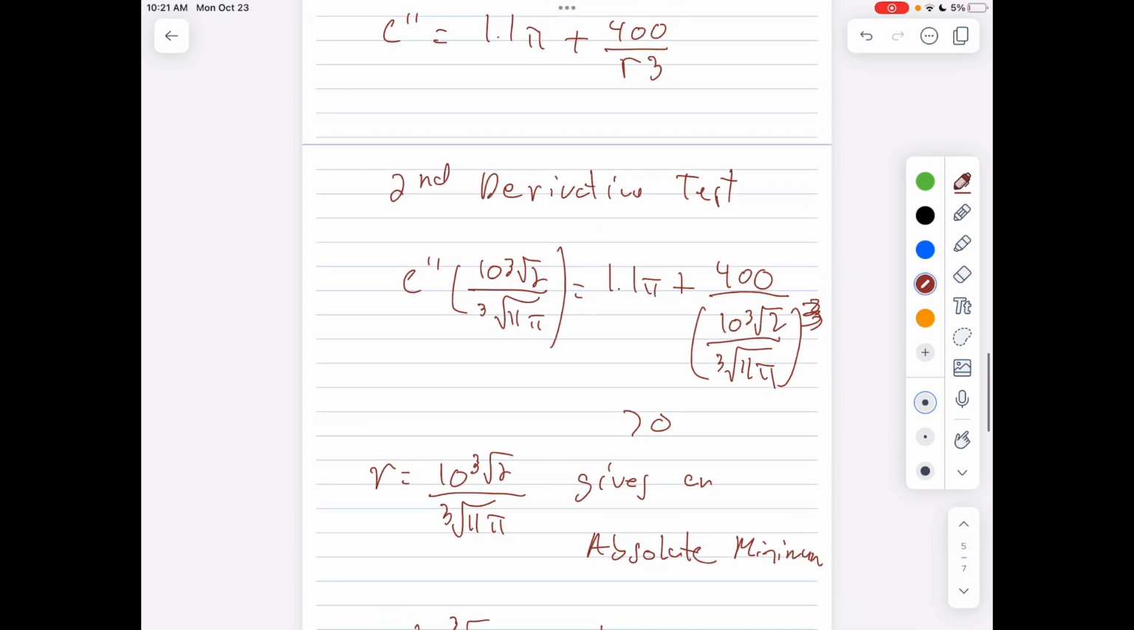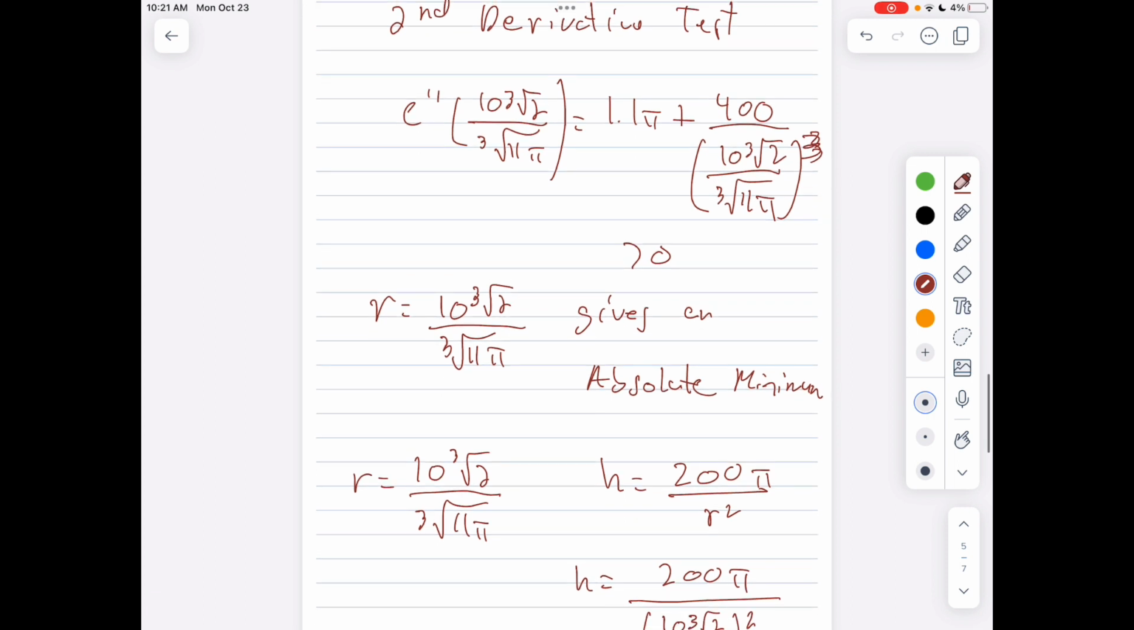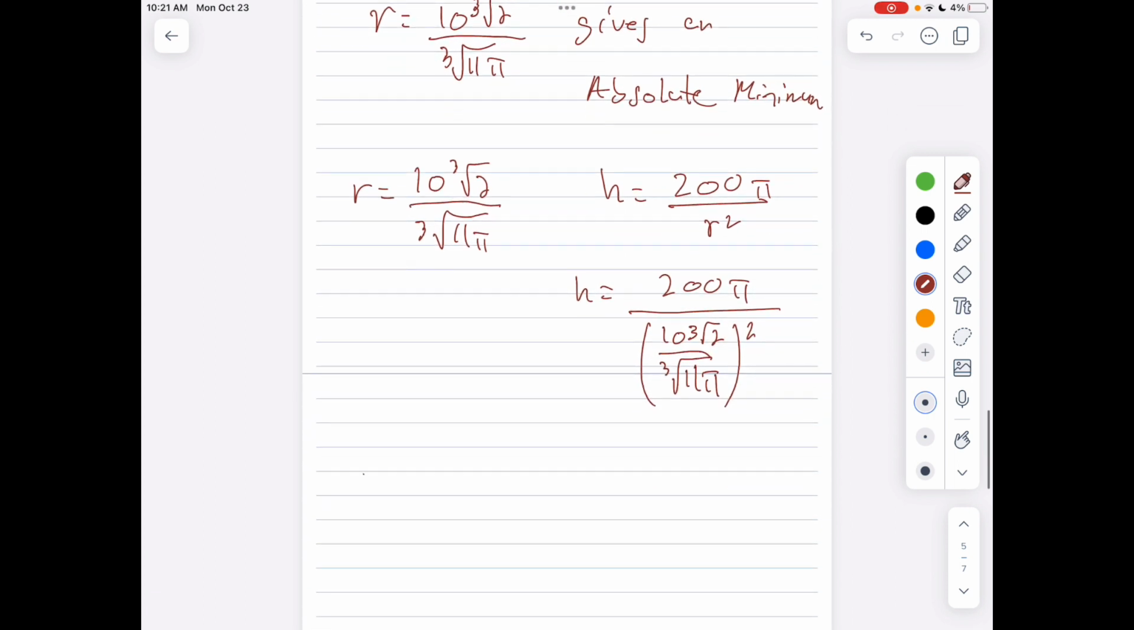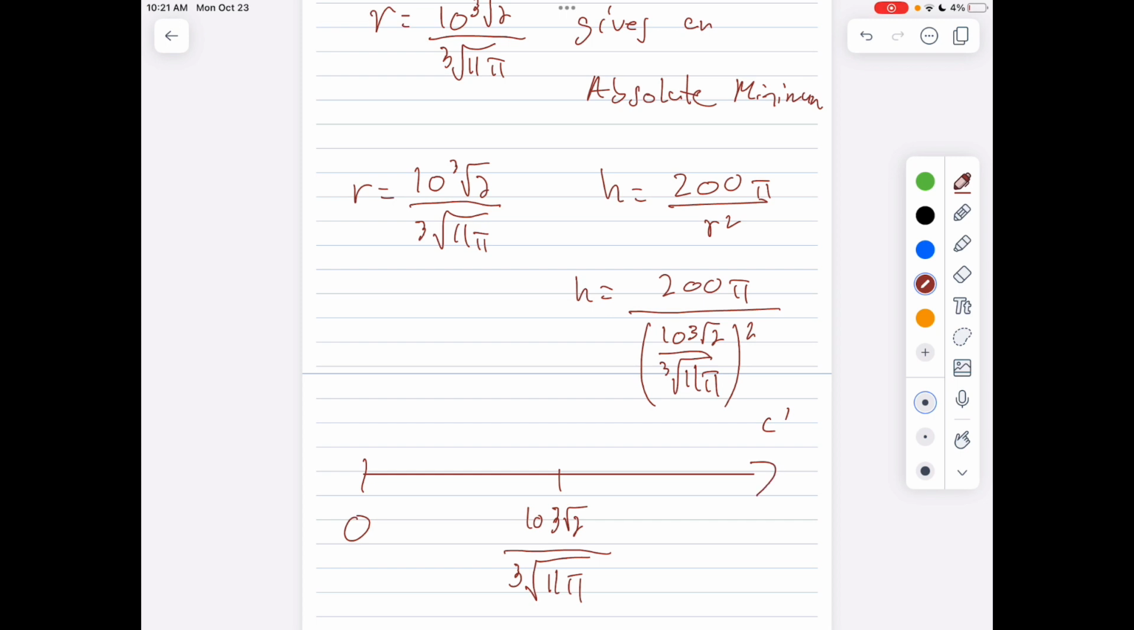Now the second way to figure out whether you'd have a min or a max here, I went over the second derivative test. The other way would be to do a number line. You would have 10 cube root of 2 over cube root of 11 pi here, and here would be 0 because that's as far as our function for r can go. You would pick a couple numbers, and what you would get is a minus and a plus here, which tells you technically you'd have a relative minimum, but because this is the only relative minimum, and a couple other things, if you want to be more rigorous about this, this would be an absolute minimum, okay?